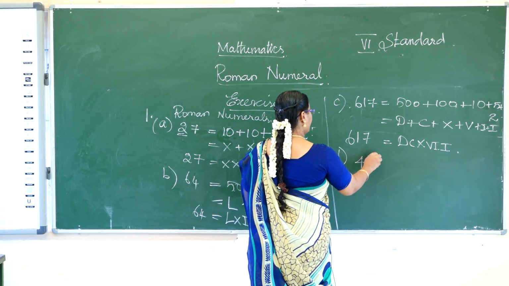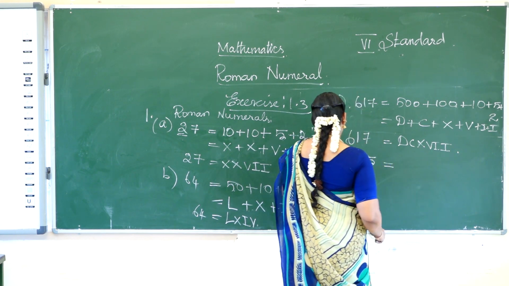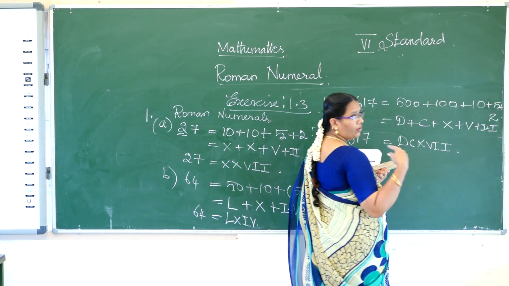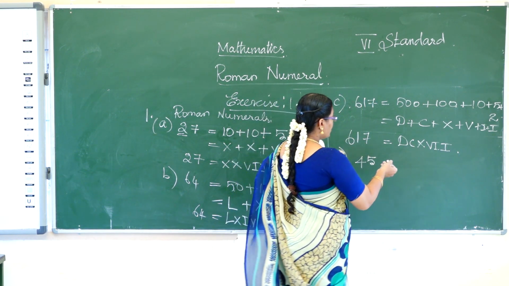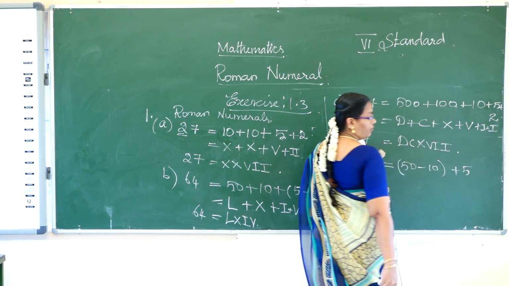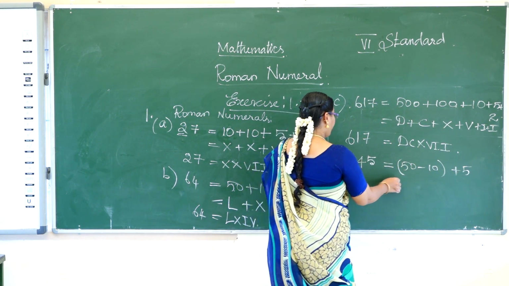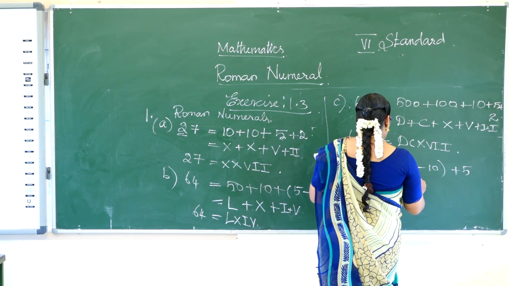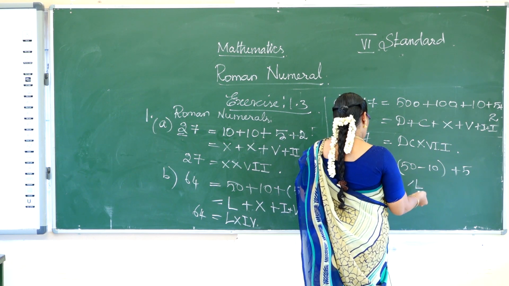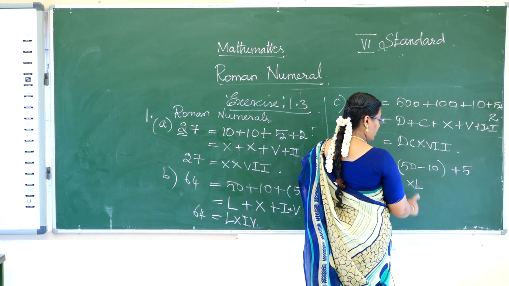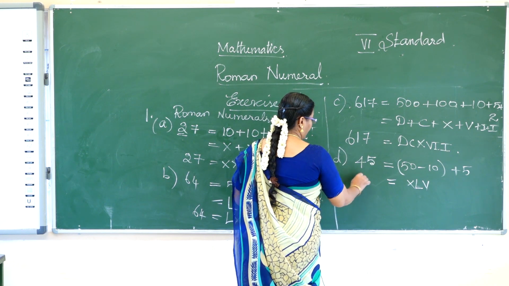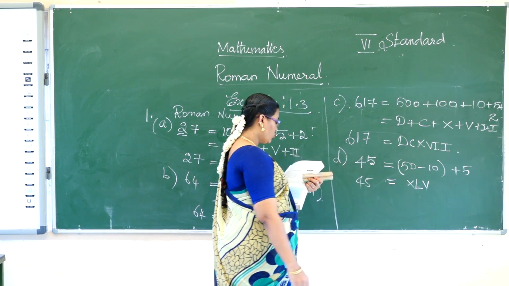And next, 45. 45 is written as 50 minus 10, which is 40, after that added the 5. So 50 minus 10, 40, added with 5, so we get 45. So 50 is L, and the smallest number coming before the largest number is subtracted, so 10 is subtracted. So XL added with 5 V. I hope you understand, because the last problem is homework.